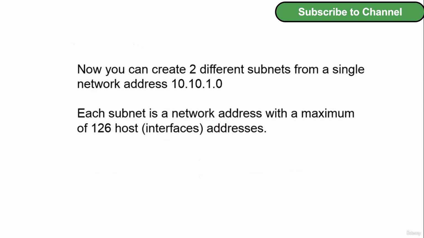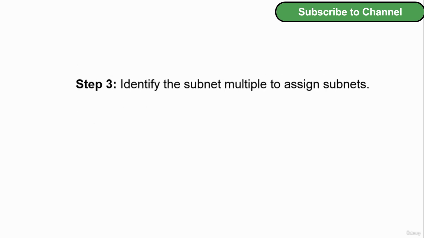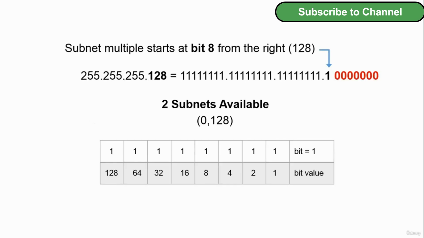So I'm creating 2 different subnets from that class A address, and each one is going to have up to 126 host addresses or interfaces, if you want to think of it like that. So what's the subnet multiple? That's the next question. So the subnet multiple, I need to go over to bit position 8, and what is that? That's 128. So easy enough. I know the multiple is 128. So there it is, 0 and 128.